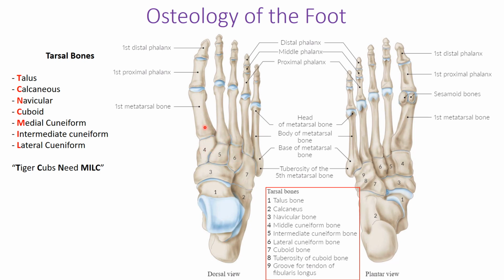Just like in the hand, you're then going to go into metatarsals, then proximal phalanx, and then distal phalanx. And that's with a big toe. You'll have a middle phalanx in the other digits of the toe. And that is a quick overview of the osteology that we need to keep up with when you're reading through the course pack.